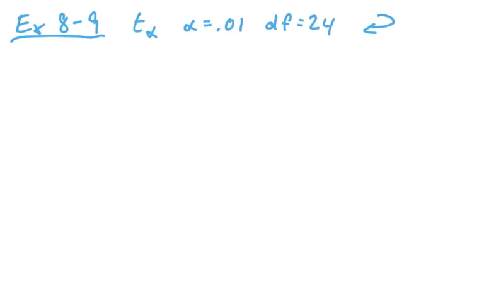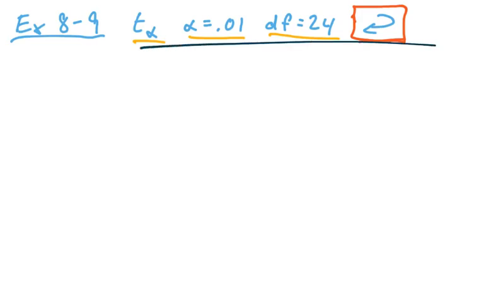Okay, so this is example 8-9. We're going to find the critical t-value for alpha equals 0.01 with 24 degrees of freedom for a left-tailed test. That's what that all says, right? Okay. So let's get a sketch of the distribution curve.